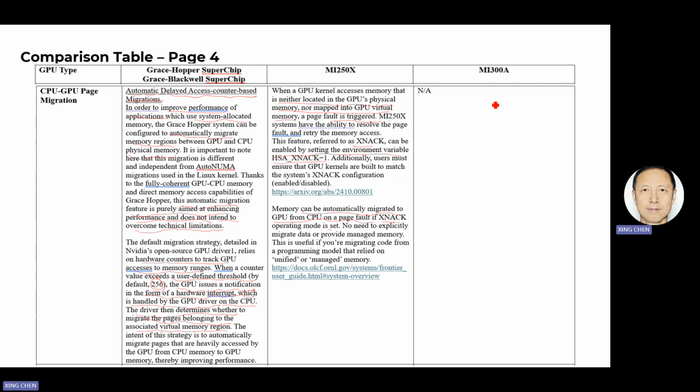And the last one, for MI300A, that's very simple because you have only one memory hierarchy. That means there's no need to do this page migration because you have only one unified virtual memory space. So you don't need to do that. Okay, we have gone through this table for the comparison of the three systems.